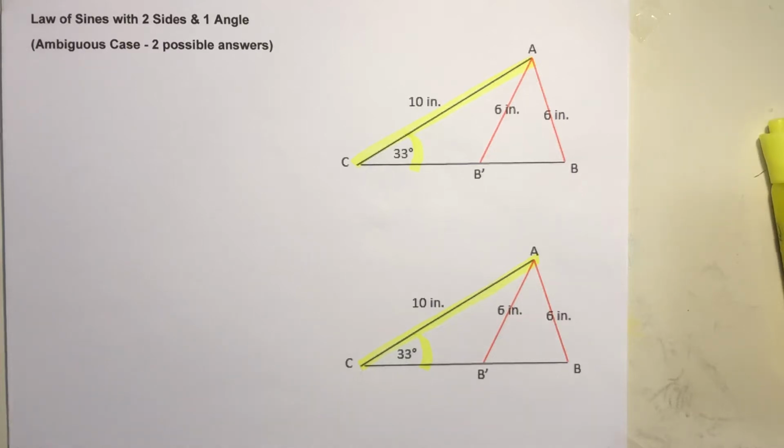Okay, everybody. So here's my second part to the video about the law of sines. In the previous example, we looked at having two angles and one side, right? Two angles and one side. We were looking for a third side.